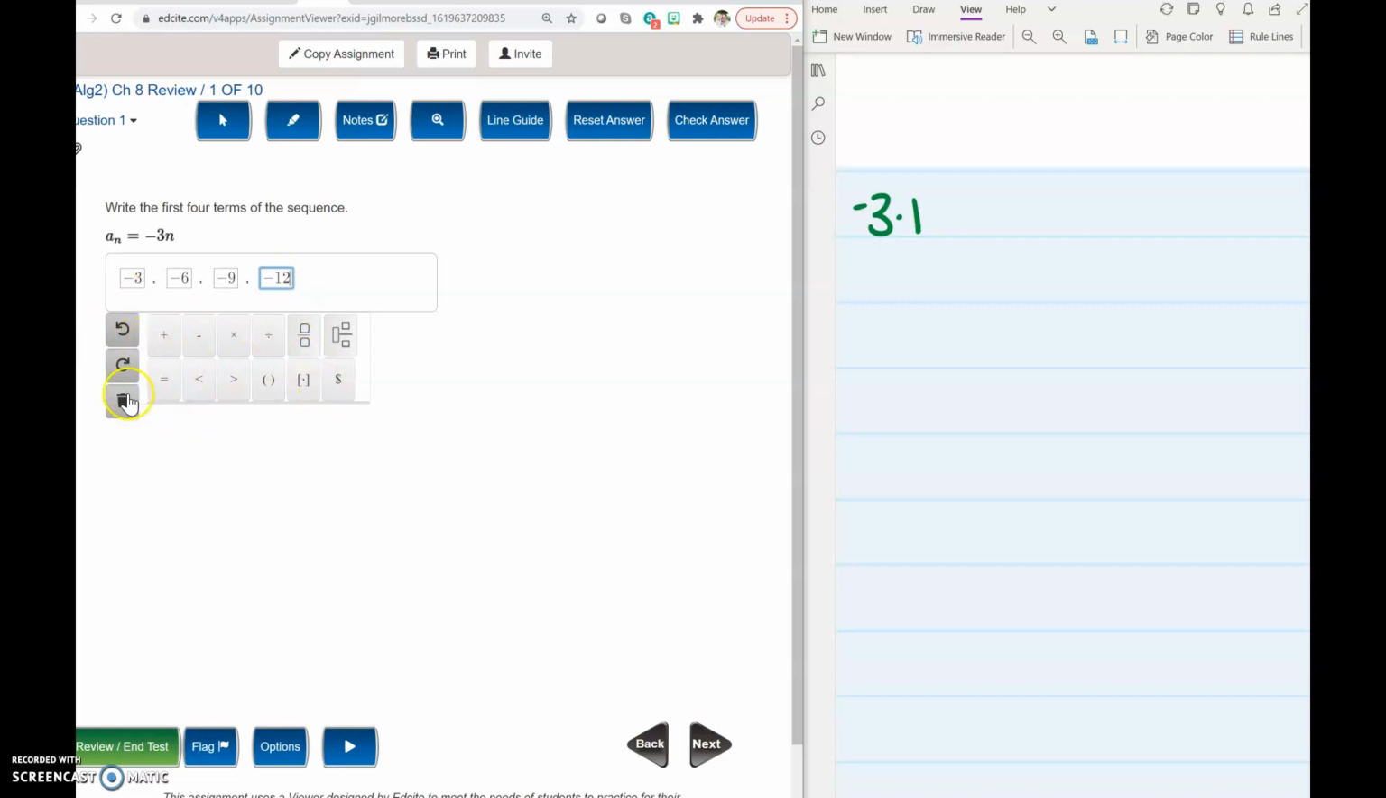And you can use this keyboard if you want. There's not really any numbers here, but basically this is just a number entry. It's a mathematical number entry just so that it recognizes these as numbers and not text.